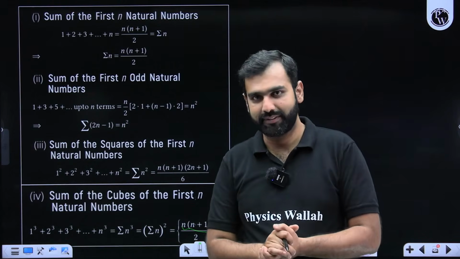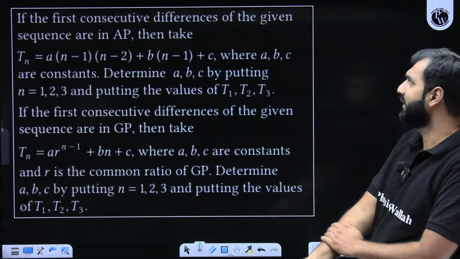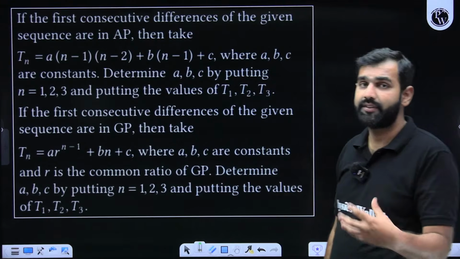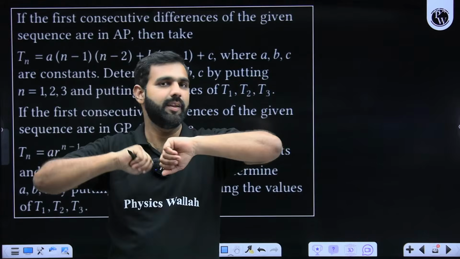Everyone who's watching this, understanding this? Can we move ahead from here? What I see next is, yes, when you use the method of differences. So a sequence is given, but that sequence is neither an AP nor a GP.